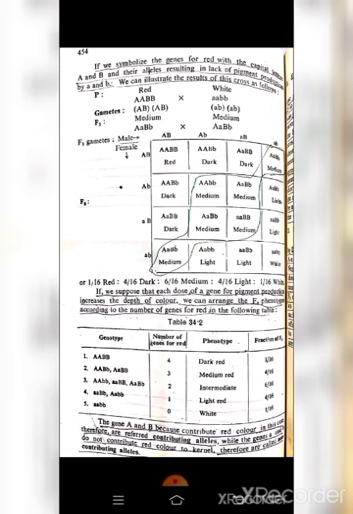If we suppose that each dose of a gene for pigment production increases the depth of the color, we can arrange the F2 phenotype according to the number of genes for the red in the following table. This is a table. Here the genotype, and next one the number of genes for the red color, next is the phenotype, and the next one is the fraction of F2.